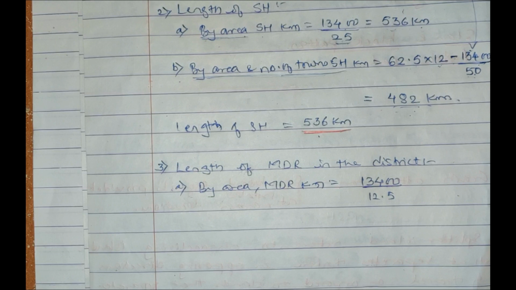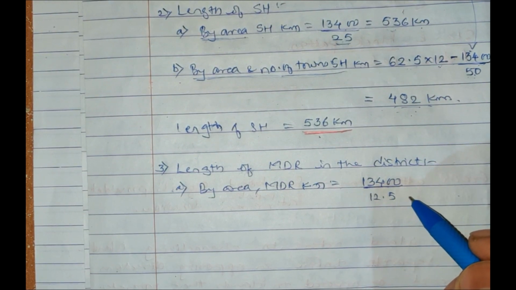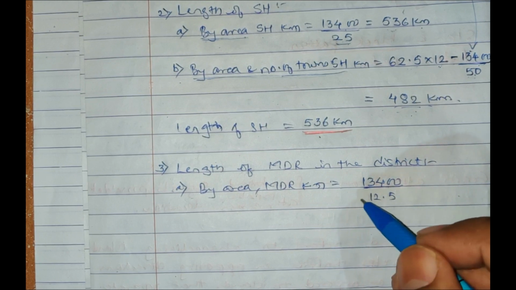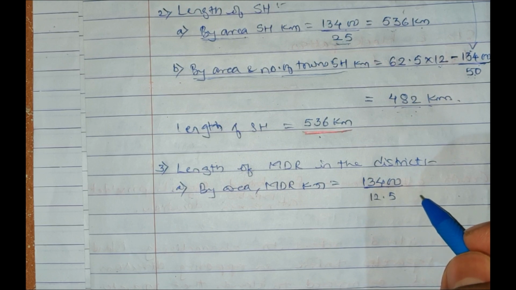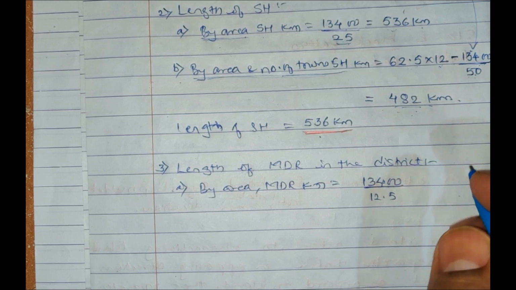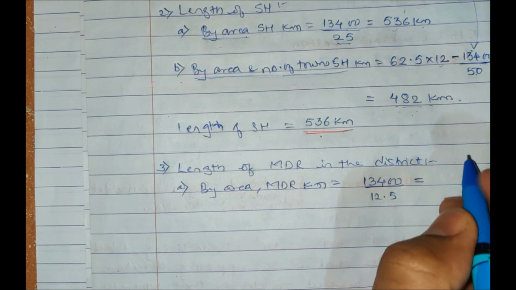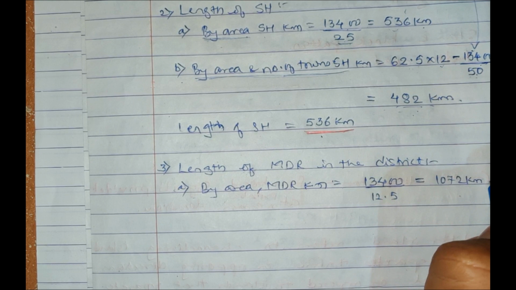So first, by the area method, we divide the area of the district by 12.5, that is nothing but 1 kilometer length of major district road per 12.5 square kilometers of area. This is again the recommendation for the major district road as per the third road plan. So the length of the major district road will be 1072 kilometers.